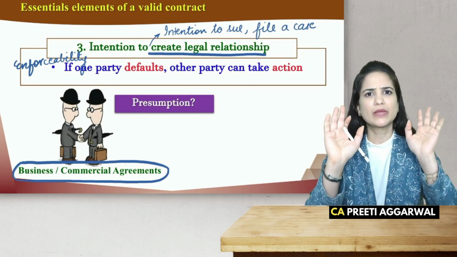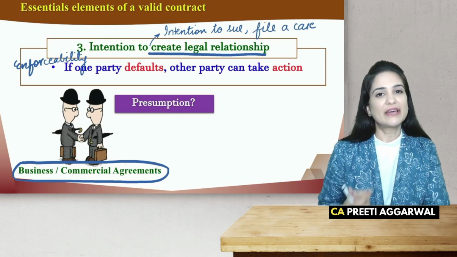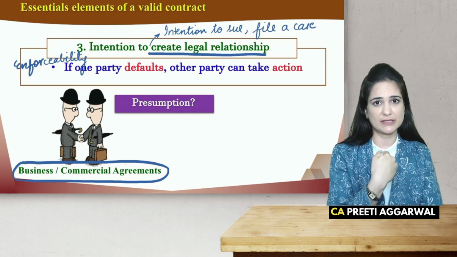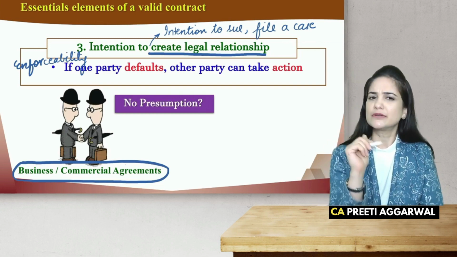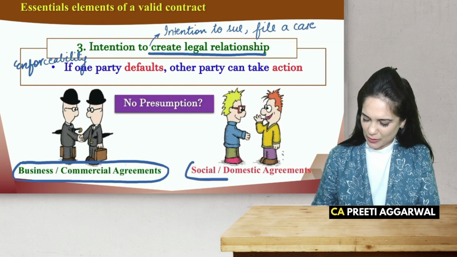We presume that if it is a business transaction or it's a commercial, it involves money, there is intention to file a case. If you default, if you don't fulfill your promise, I will file a case. There is no presumption in case of social or domestic agreements.